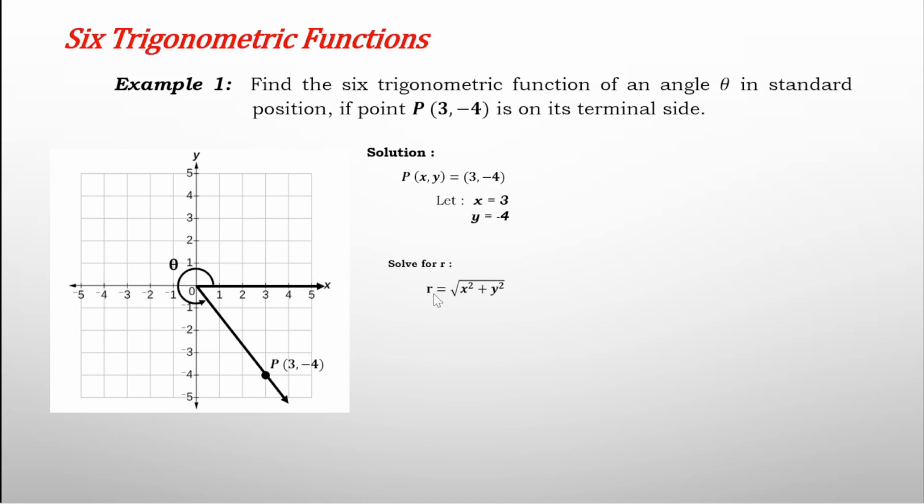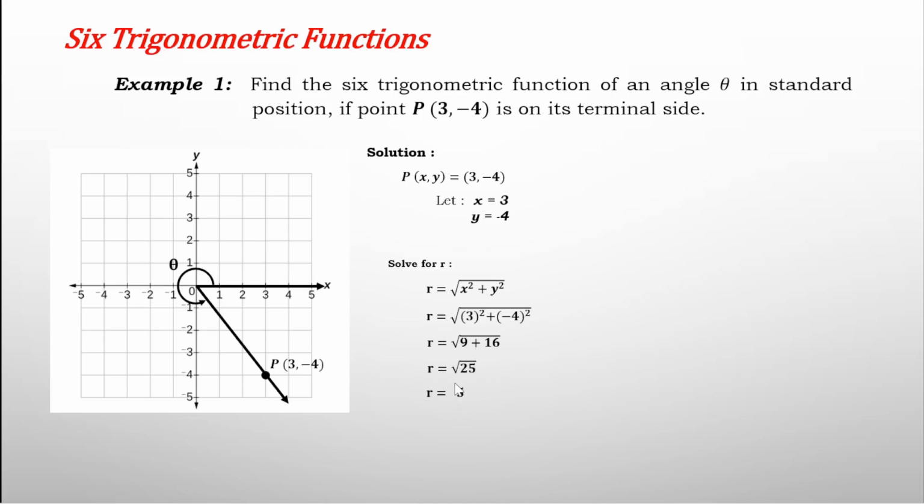We already established that r is equal to the square root of x squared plus y squared. All we need to do is substitute the value of x, which is 3, and the value of y, which is negative 4, into our equation. So r, or the radius, is equal to the square root of 3 squared plus negative 4 squared. Simplifying, 3 squared is equal to 9, and negative 4 squared is equal to positive 16. Summing up 9 and 16, that is equal to 25. So r is equal to the square root of 25, and the square root of 25 is 5.